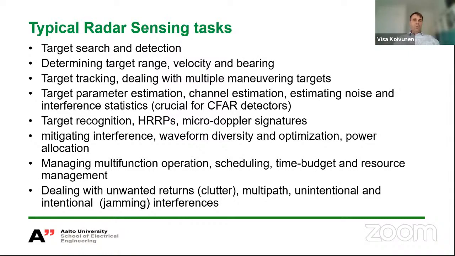And of course, if we are operating in shared spectrum environments or even hostile environments, then we need to be able to mitigate unintentional as well as intentional interference. And many of the modern radars use something called waveform diversity. They're able to use a variety of waveforms and optimize them and allocate powers and so on based on the kind of returns and channel awareness and interference awareness they have.